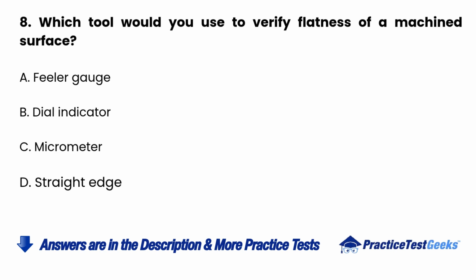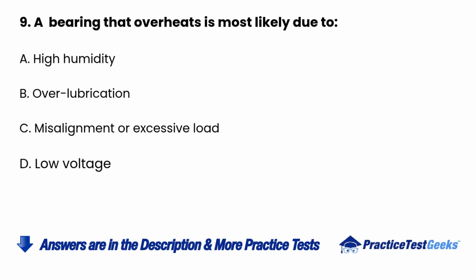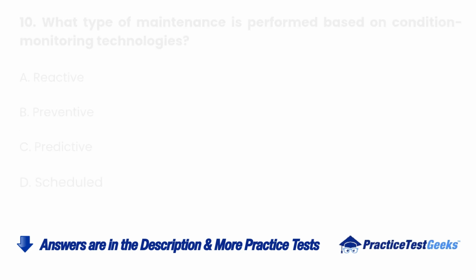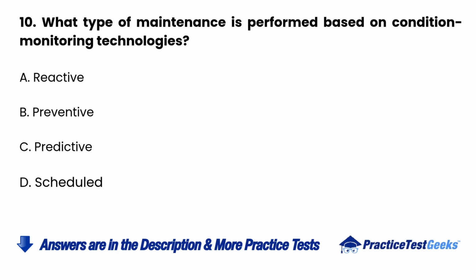8. Which tool would you use to verify flatness of a machine surface? A. Feeler gauge. B. Dial indicator. C. Micrometer. D. Straight edge. 9. A bearing that overheats is most likely due to A. High humidity. B. Over-lubrication. C. Misalignment or excessive load. D. Low voltage.